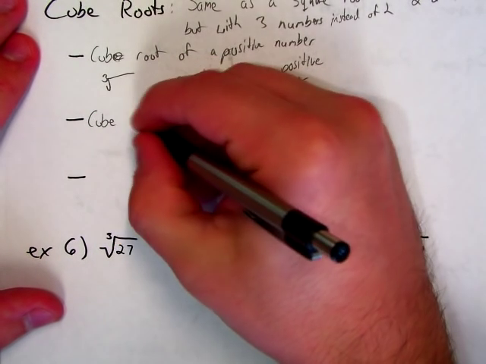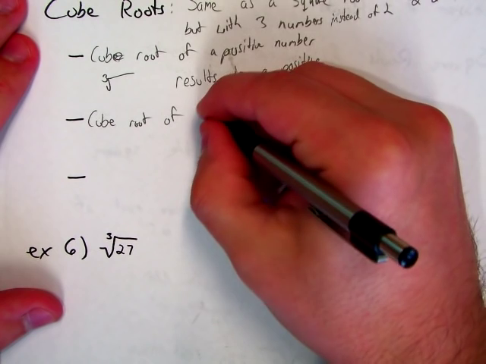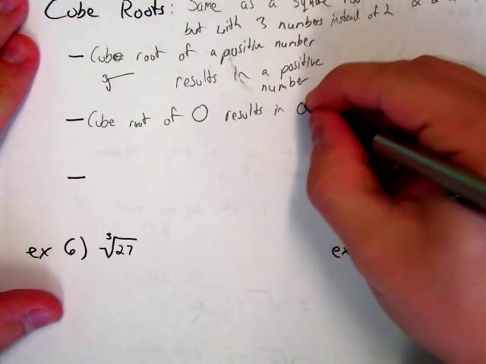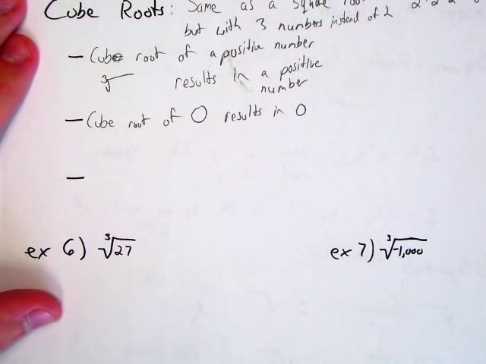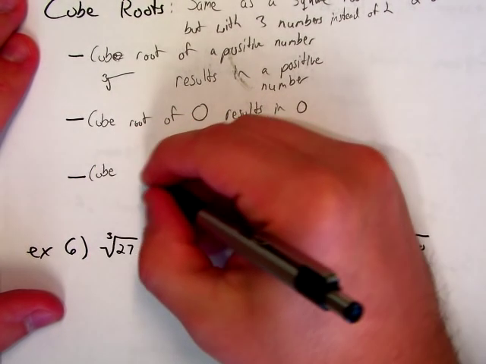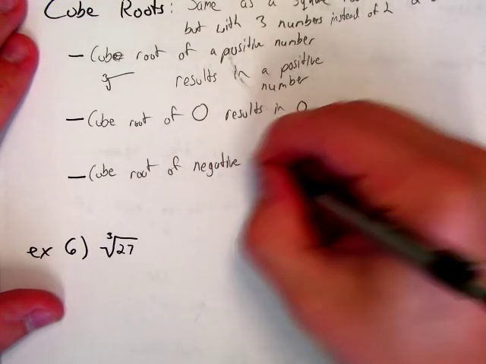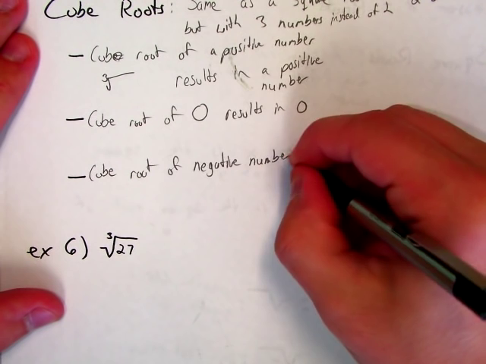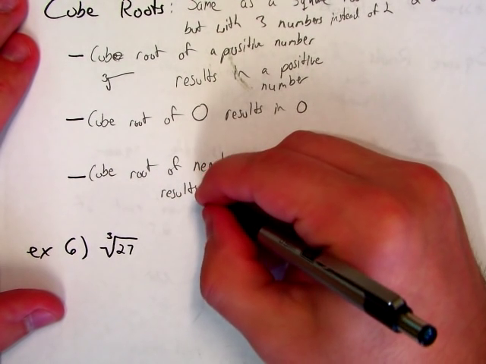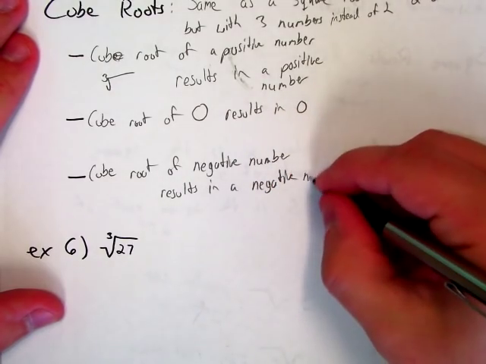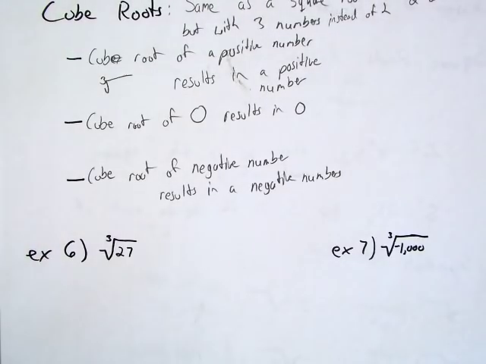Now, the cube root of 0 results in 0. And this is where it gets a little bit different, because now we can actually take a cube root of a negative number. And the cube root of a negative number is a negative number. So that's how it slightly differs from a square root.